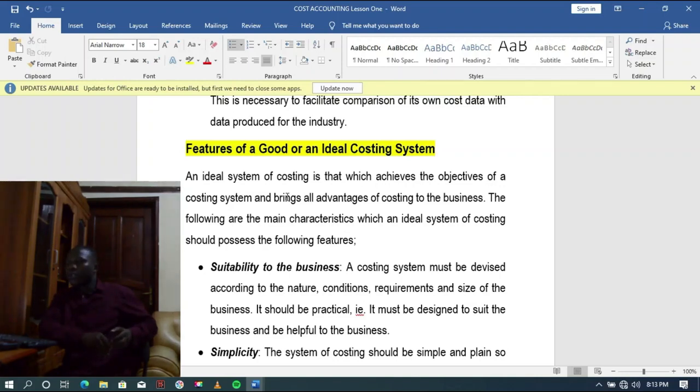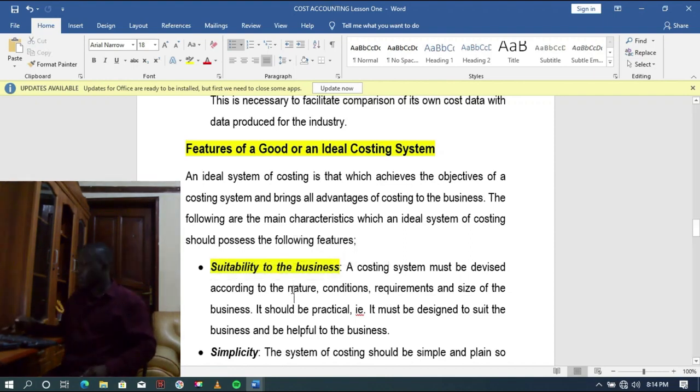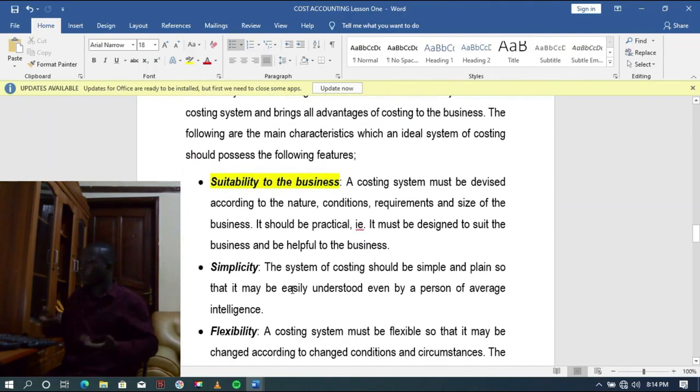System and brings all advantages to the costing of the business. So some of the features is suitability to the business. When you are designing a costing system, you must look at its relevance to the business. How does it fit in the business, and how does it match the business's way of operations? So the suitability feature must be incorporated in your mind when you're developing the system.